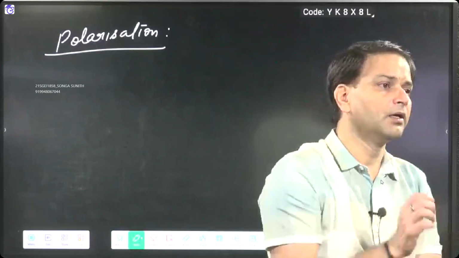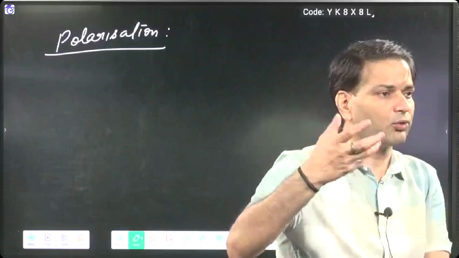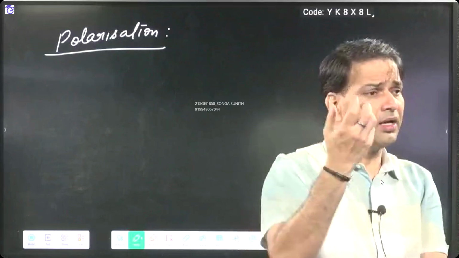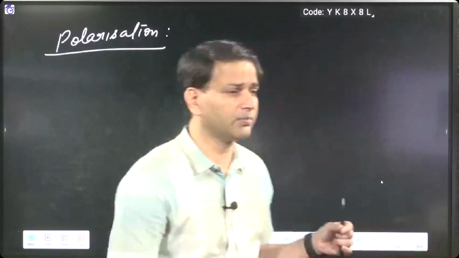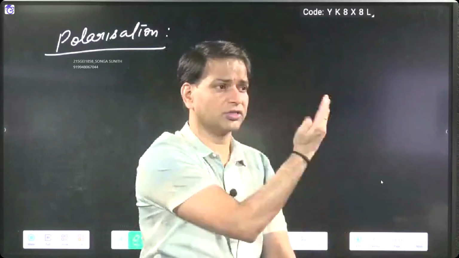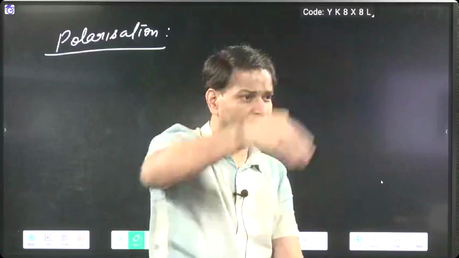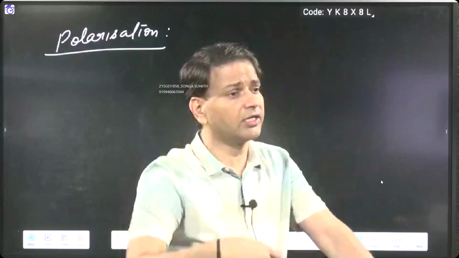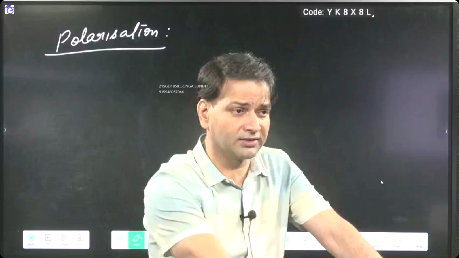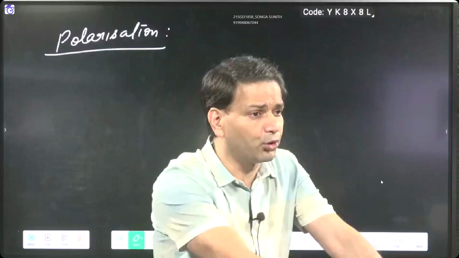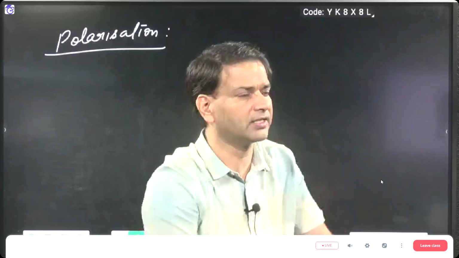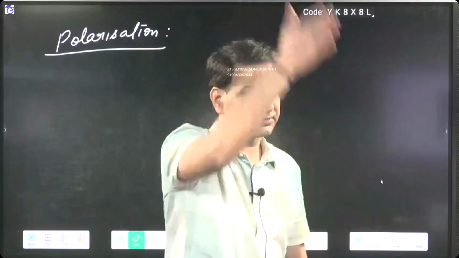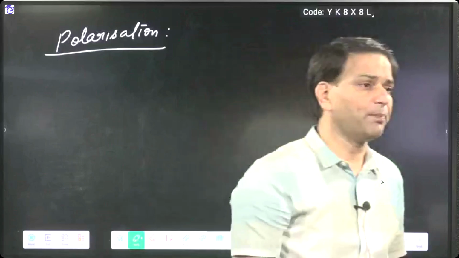Unpolarized light means the oscillation of the electric field is in different planes, like it is oscillating like this, like this, like this. So the oscillations lie in different planes, like this plane, this plane, this plane. Now what is the meaning of plane polarized light?